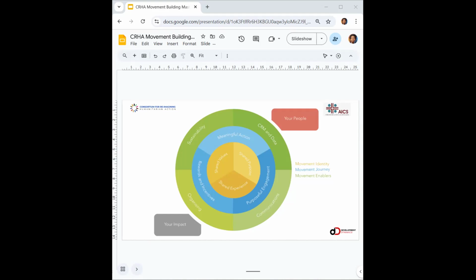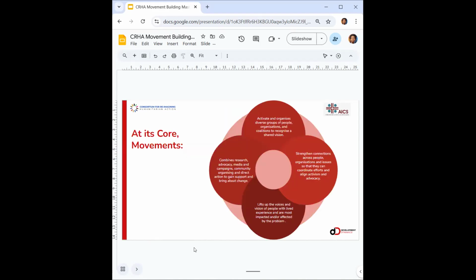But as I say that, it's important to recognize that movements don't just exist in a silo or come to fruition from nowhere. At its core, there are four different aspects that really make movements thrive.